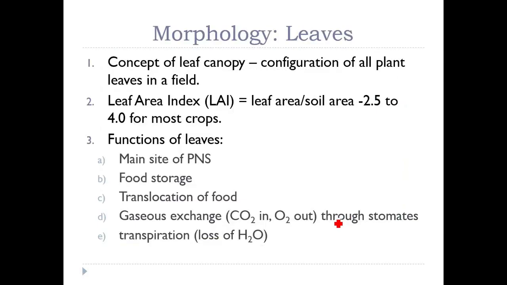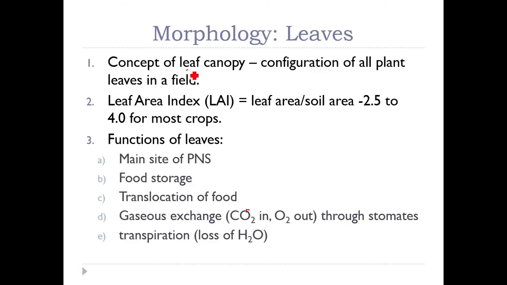So we go now to leaves. Last but not least, of course, are the leaves. A couple of terms that we use when we talk about leaves is the concept of a leaf canopy. The leaf canopy is the configuration of all plant leaves in the field. So we use that term as a descriptor. Do we have a healthy canopy, or do we not have a healthy canopy? Do we have complete canopy coverage of the soil, or do we not?